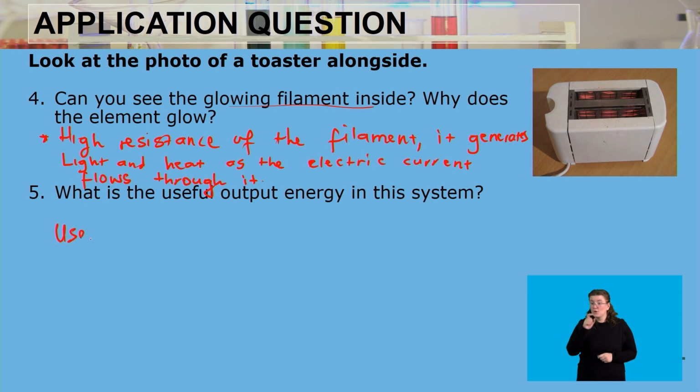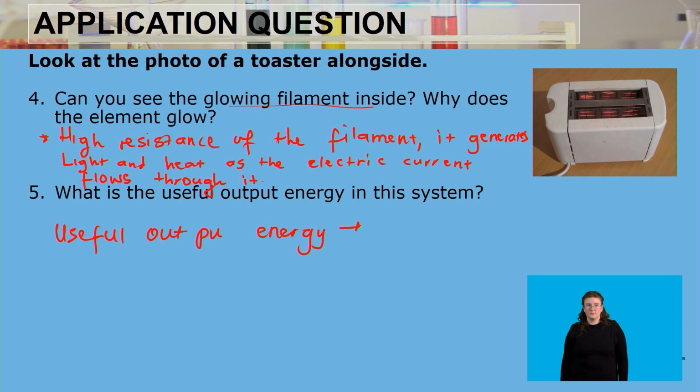So the useful output energy here is going to be your heat energy, because that's the main reason why you put in your bread in there, so that the toaster can generate heat and therefore toast your bread. You don't want the toaster to light up your bread. That's not what you want. You want the heat.